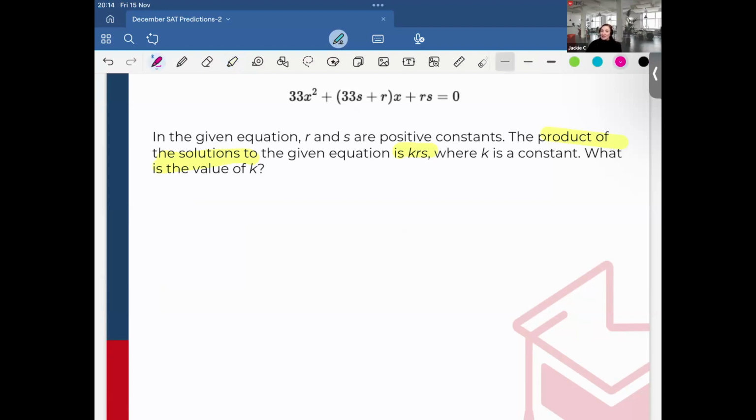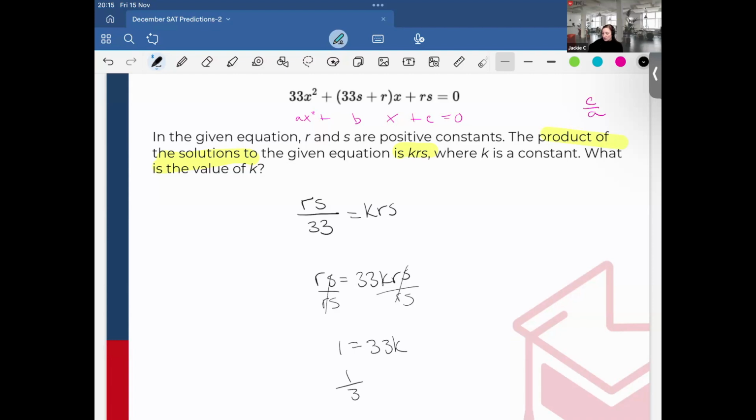Okay, so in this case, there is a shortcut when it is a quadratic equation, aka ax squared plus bx plus c. I know to get the product, I can just do c over a, and this would be rs is c over a, which is 33, and this is equal to krs. So this would be rs is equal to 33krs. Divide each side by rs. rs divided by rs is 1. So 1 is equal to 33k, and therefore 1 over 33 is equal to k, and that's our answer.